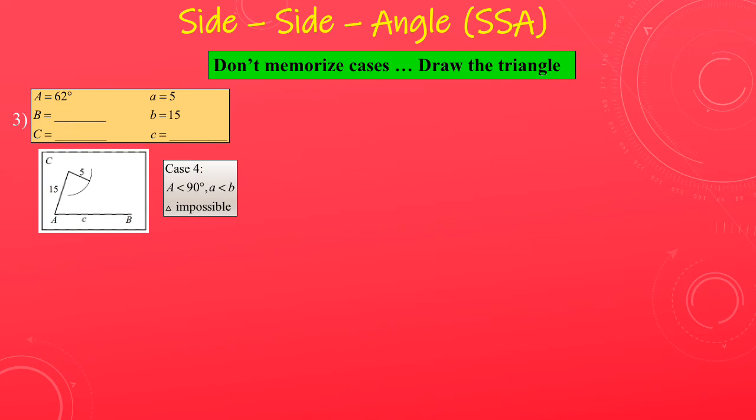In example 3, A equals 62 degrees, little a equals 5, and little b is equal to 15. In the picture, angle A is fixed, which means that the position of little b is fixed. Little a, opposite angle A, can be anywhere along that arc from point C. But it should be clear that no matter where it is drawn, it is not long enough to hit the line segment AB. This is case 4, where A is less than 90 degrees and little a is less than little b, and that means the triangle is impossible.